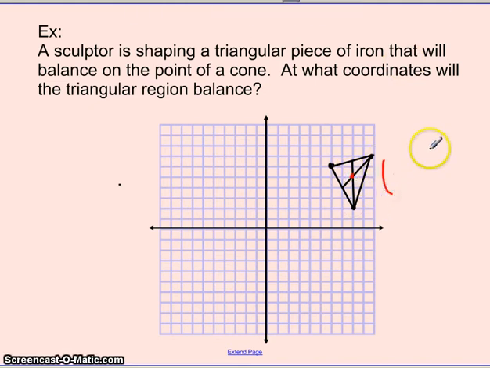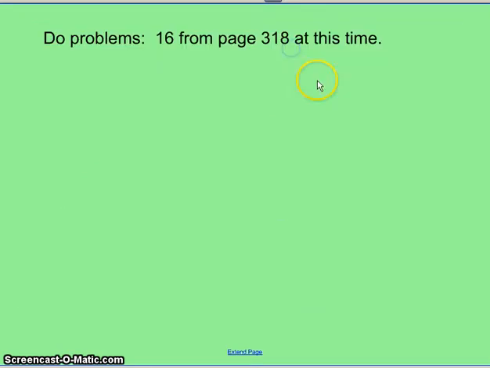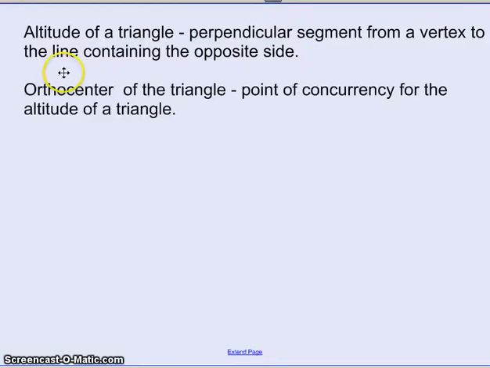So all I have to do is figure out the location of that, which would be 8, up 1, 2, 3, 4, 5. So (8, 5) would be the location that would balance if I stuck a point right there on that triangle. I could balance it on a pencil top or whatever I wanted to balance it on. Okay, click that. Now we're rock and roll.